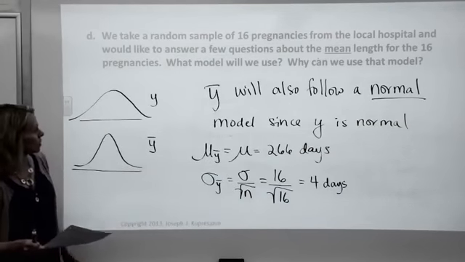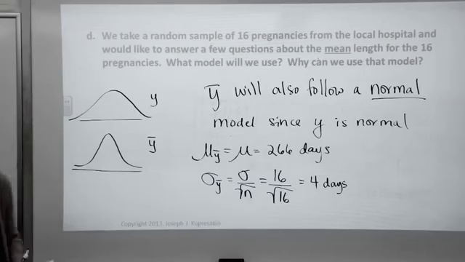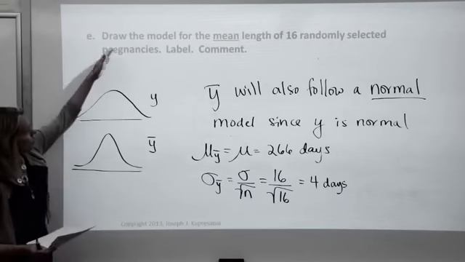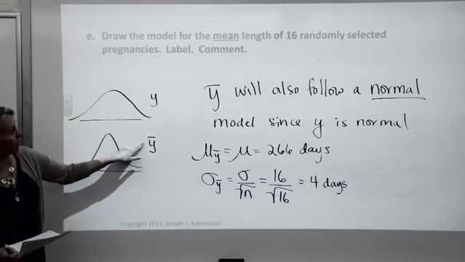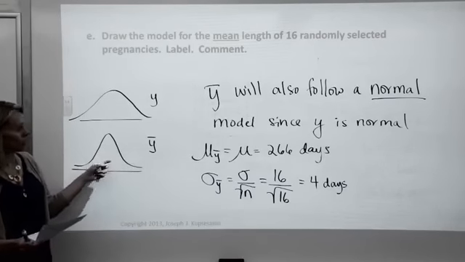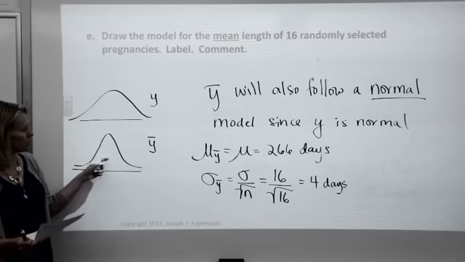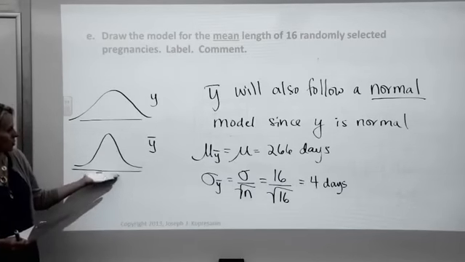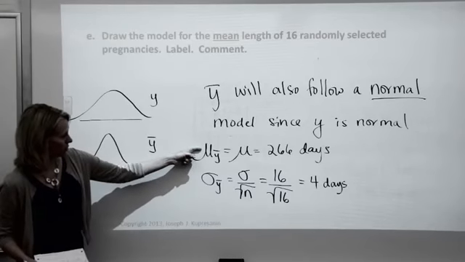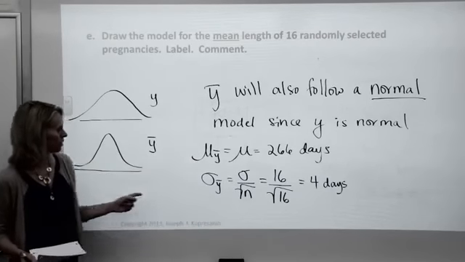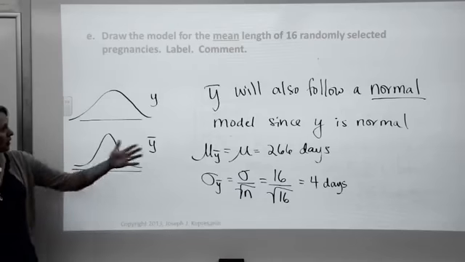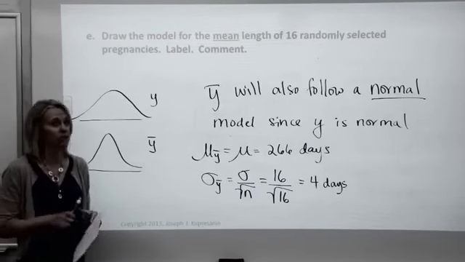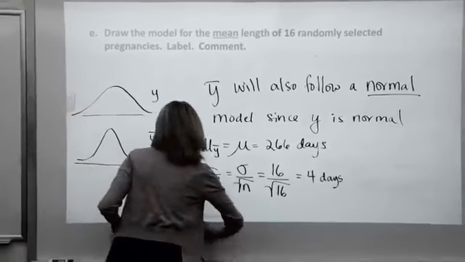All right, so this is what we're going to use in the next couple of questions here. So now draw the model for the mean length of 16 randomly selected pregnancies. We're going to make this picture over here bigger, and we'll comment. So really we're just going to draw this picture. We have our mean now. We know what the new standard deviation here is, and we can see what we would expect for the average length of pregnancy for 16 women. So let's draw that.